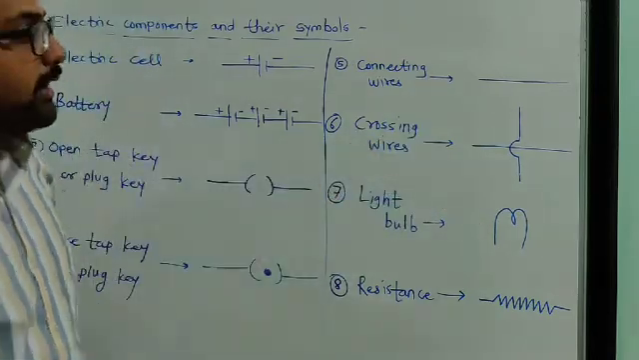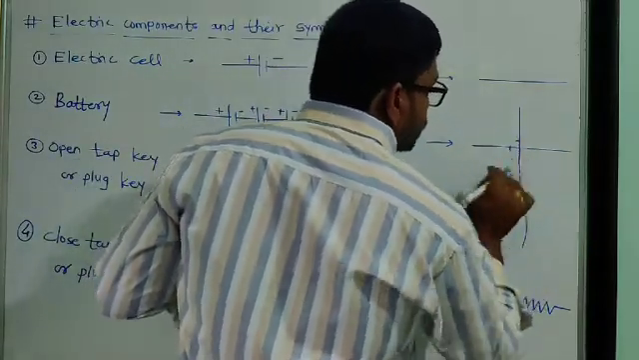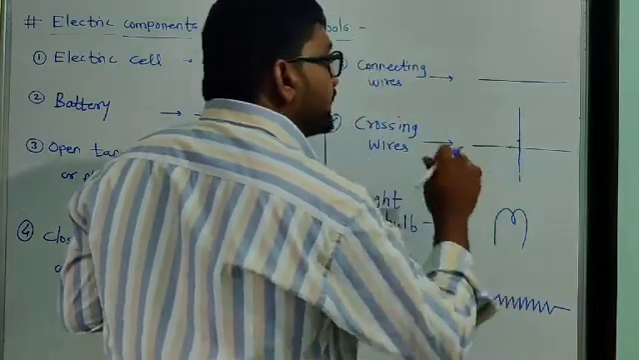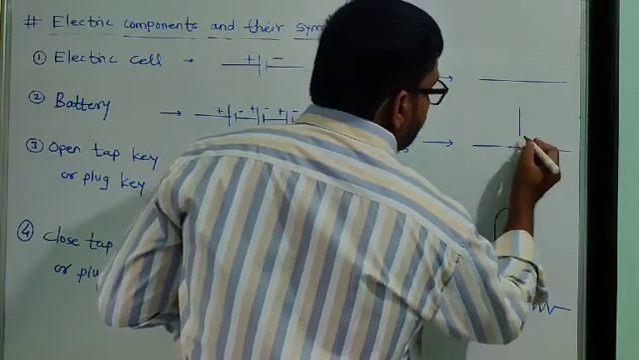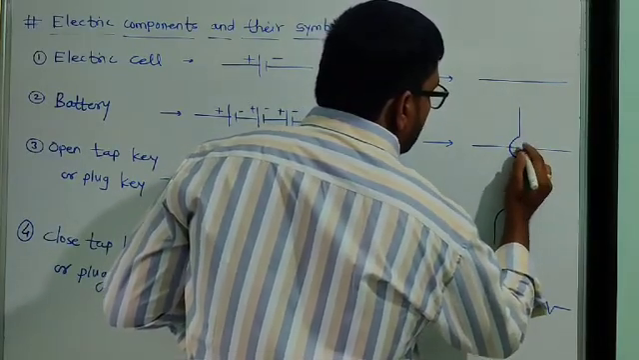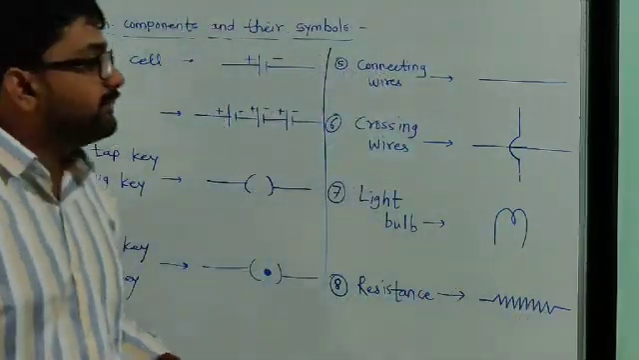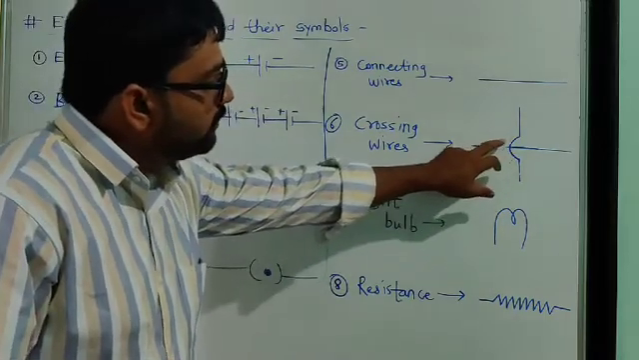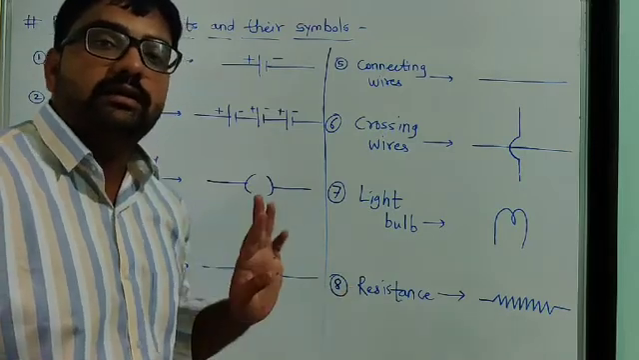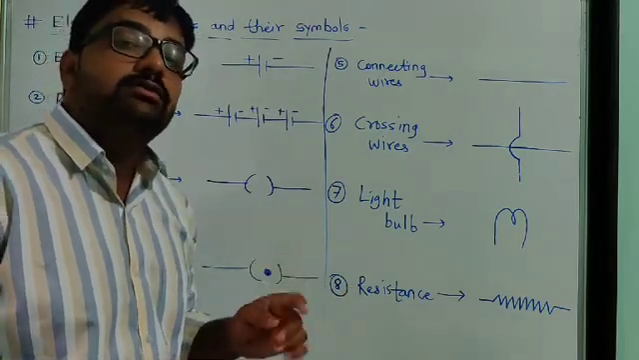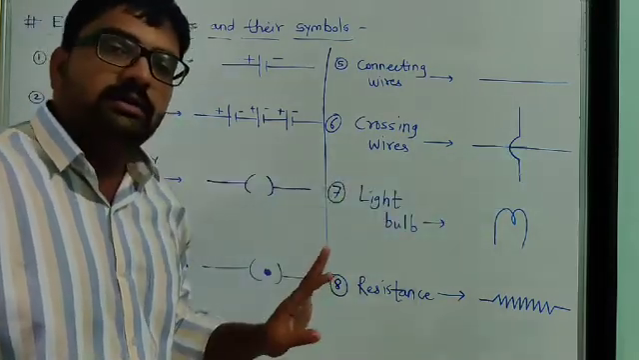You don't have to draw this symbol in a straightforward way like that. Because these are two separate wires, to denote them we have to make some curve here. That curve means the two wires are not connected to each other but only cross each other. Okay, so what is the importance of this symbol?